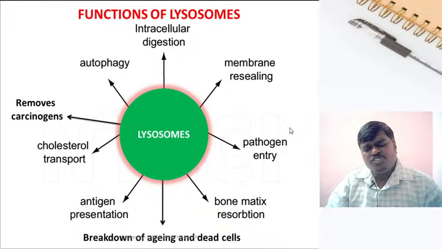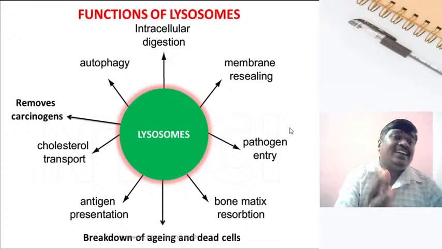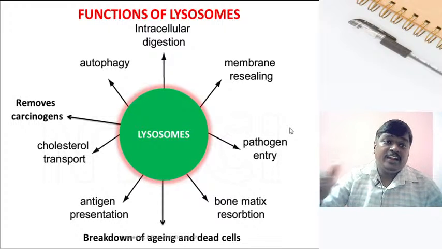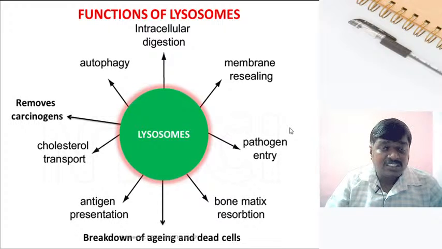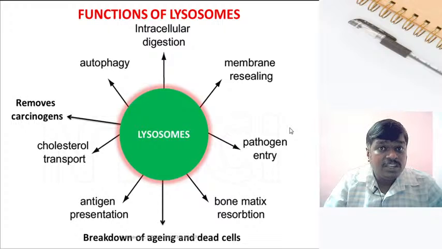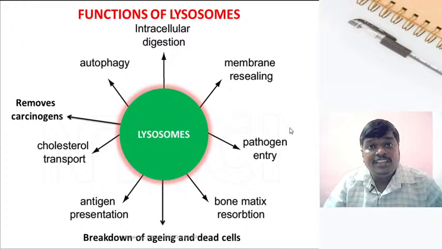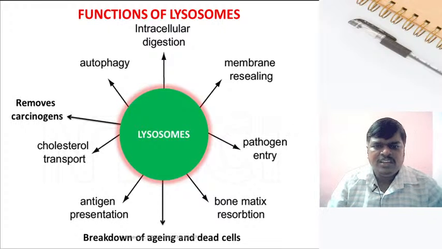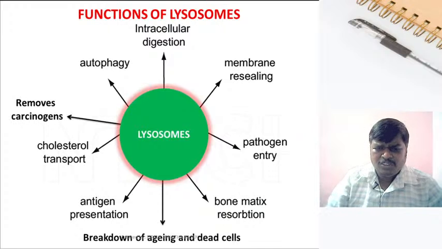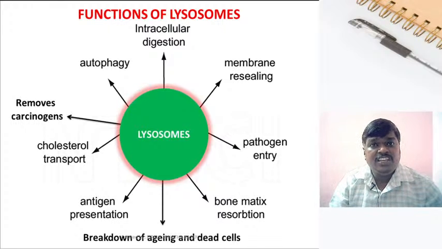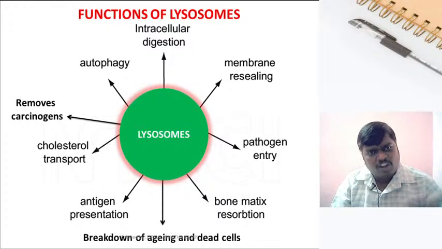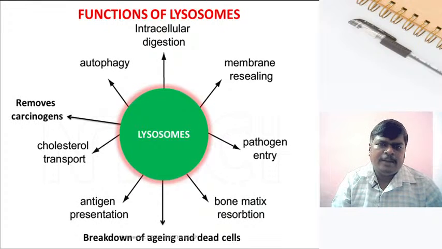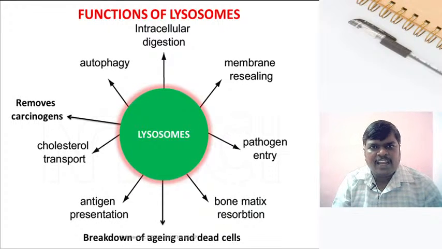And also lysosomes are involved in cholesterol transport, and they can remove carcinogens. What are carcinogens? The cancer causing agents. And also breaking down of aging and dead cells, that is again called autophagy, is also done by lysosomes. Okay children, now we can copy this slide.